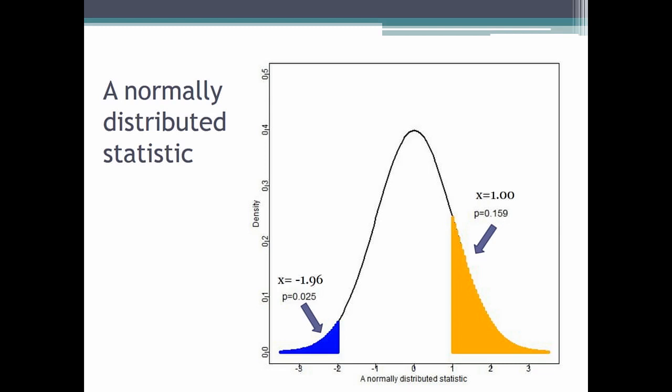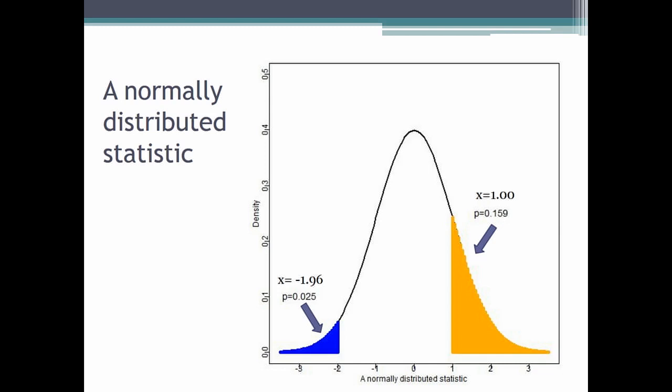is this visible? It's not visible. Not visible, okay. But on the right-hand side in yellow, I have a p-value of 0.159 for being the area under the tail. If I have a statistic of -1.96, that's your standard tail value that we often use for a 5% significance level, so the area under that curve is 0.025.